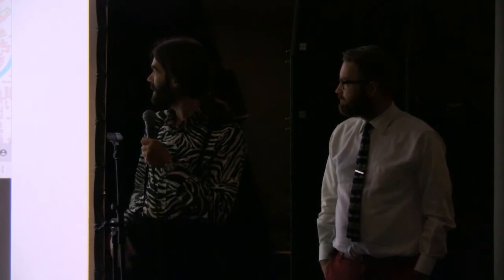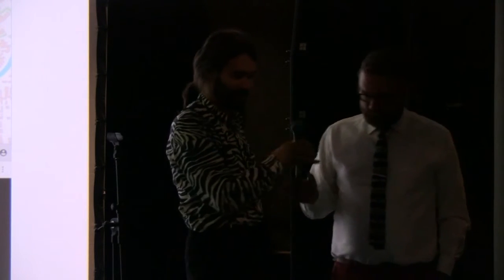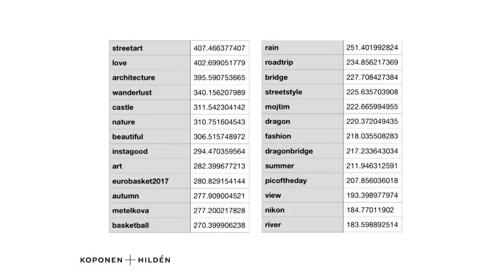And you can see that there are very clear clusters and huge areas without any pictures, which is not so surprising. We also have similar data for Instagram, and the good thing about Instagram is that people also write about the photos, so you have hashtags and other writings about them. So here are some of the most popular words used to describe photos from Ljubljana: street art, love, architecture, Eurobasket 2017, clearly, congratulations, Metalkova, and so on.